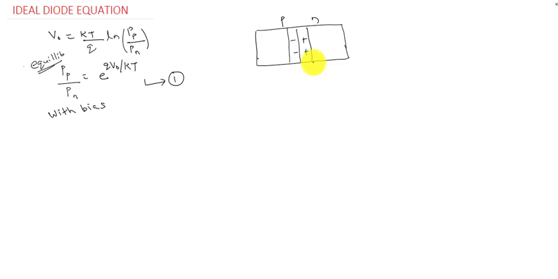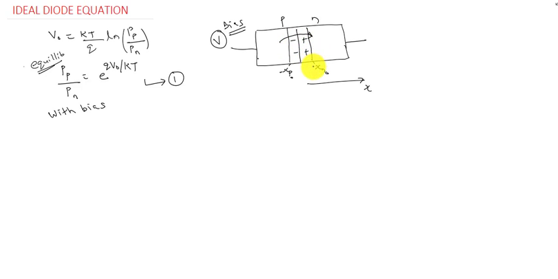So this point is xn, this point is minus xp. Under equilibrium, this is xn naught or xp naught. So these are the points, and this is x. We know that when some external bias voltage V is applied to this diode, the holes will diffuse from the P region to the N region. Similarly, the electrons will diffuse from the N region to the P region.